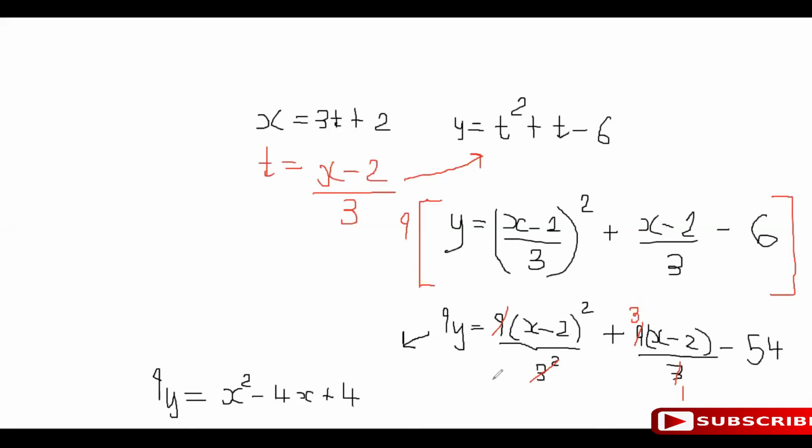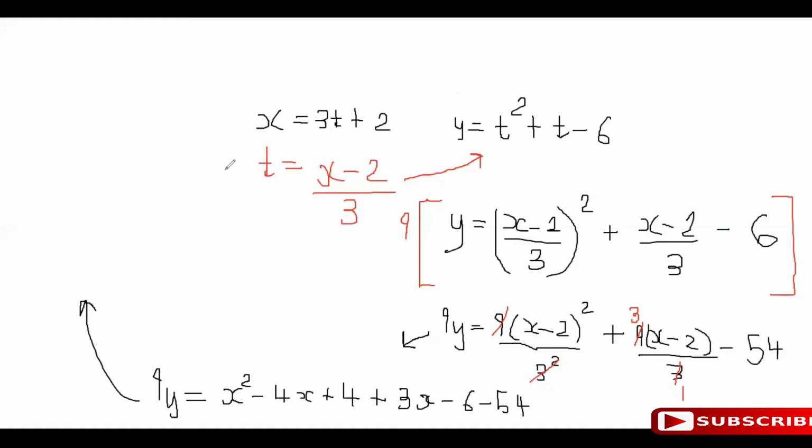Now 3 times x is just plus 3x. Then 3 times negative 2 is minus 6. Then we have minus 54. That's 9y. All right, so we're almost there. We're finally done. So let's just write the final answer.